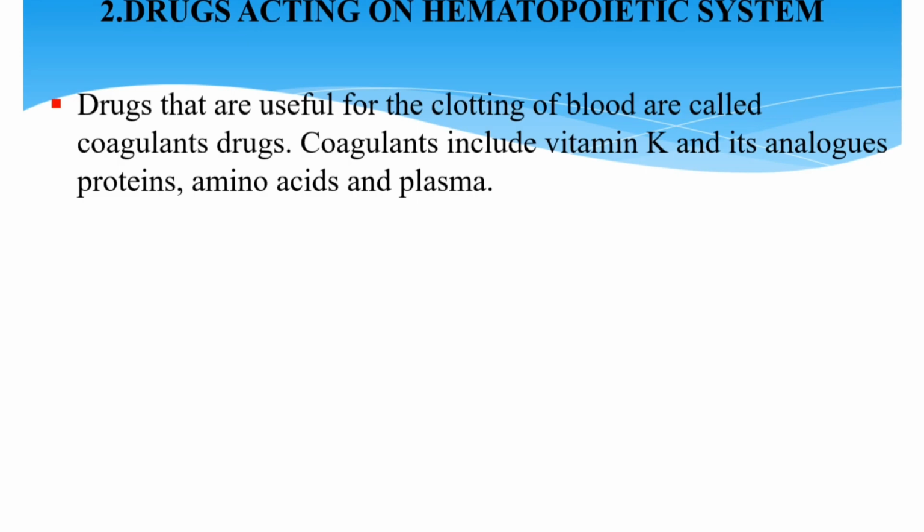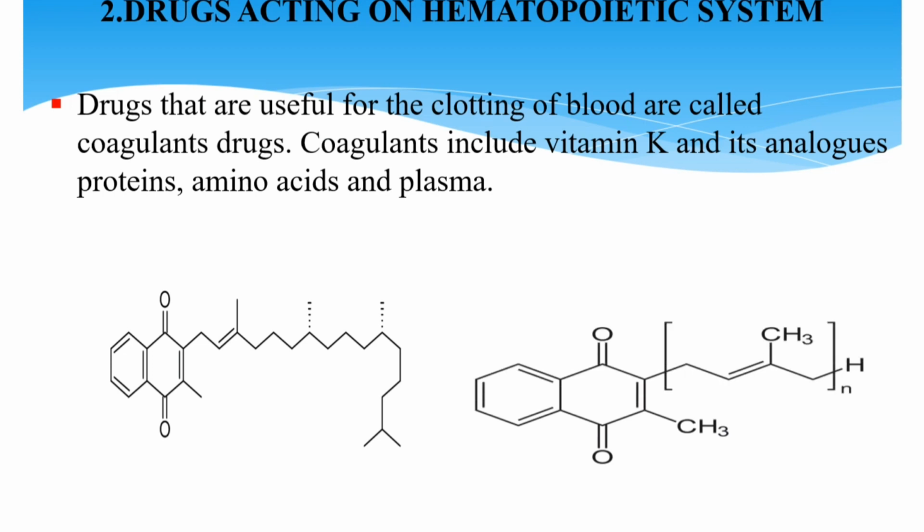Now, we look into coagulant drugs. Drugs that are useful for the clotting of blood are called coagulant drugs. Coagulant drugs include vitamin K and its analogues, along with proteins, amino acids, and plasma. You can see the structures of vitamin K1 and K2.